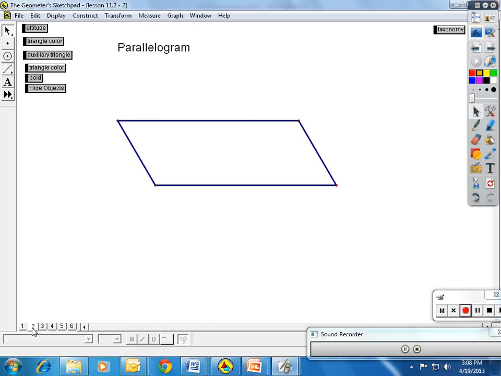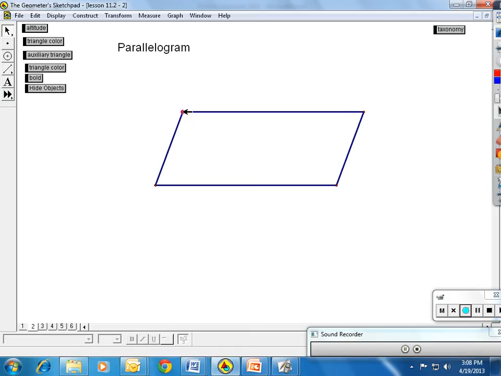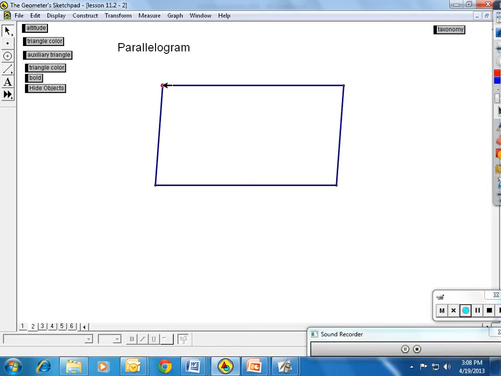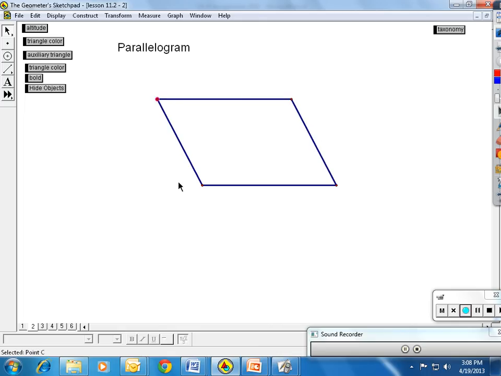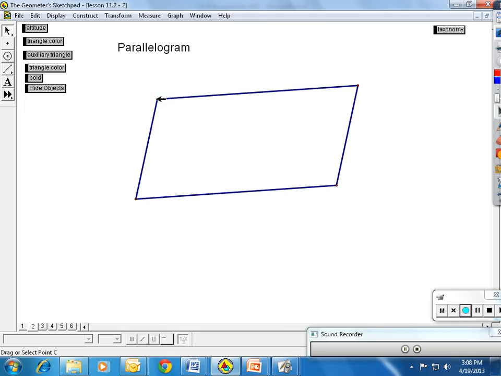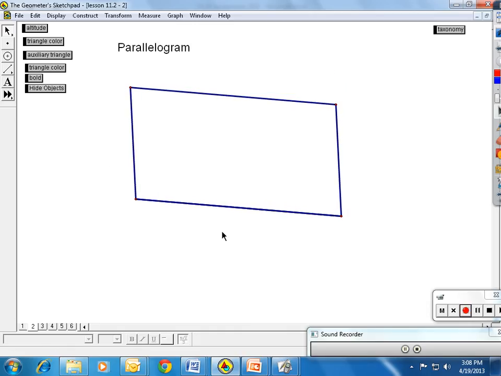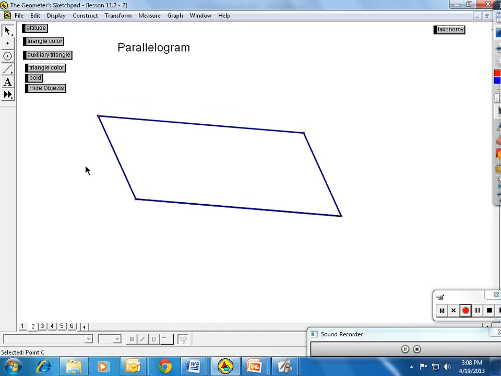First, we're going to look at the parallelogram. I've constructed a parallelogram here. This parallelogram is dynamic. I can drag it into a rectangle. I should also be able to drag it into a square or a rhombus. Not quite there yet, but you get the idea. We've studied these extensively. Looking at this parallelogram, we want to talk about how I would calculate the area.